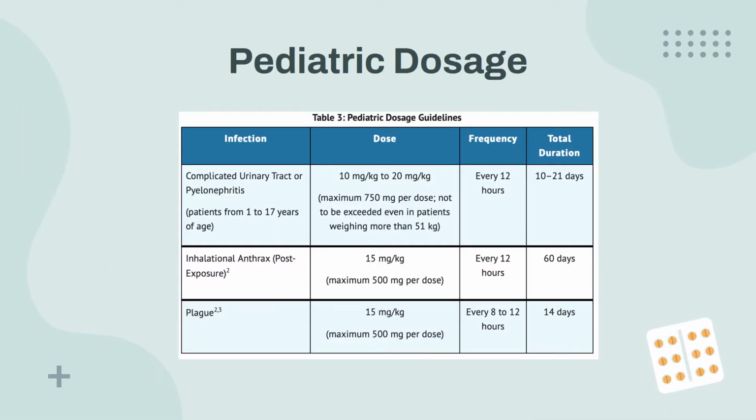Common pediatric doses for ciprofloxacin are as follows. For complicated cystitis or pyelonephritis, the patient should be dosed at 10 to 20 milligrams per kilogram every 12 hours for a duration of 10 to 21 days. The maximum dose is 750 milligrams per dose. For inhalation anthrax, the pediatric dose is 15 milligrams per kilogram every 12 hours for 60 days. For plague, pediatric patients should be dosed at 15 milligrams per kilogram every 8 to 12 hours for 14 days.